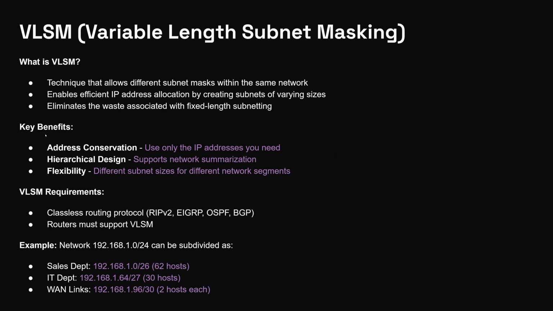What are the key benefits of this? We get address conservation, so we only use the IP addresses that we need. It gives us a hierarchical design, so it supports network summarization, which again, in future videos, we will learn much more about. It gives us flexibility, so different subnet sizes for different network segments. So we could have that /24 and break that into four /26s, like we did in our example.